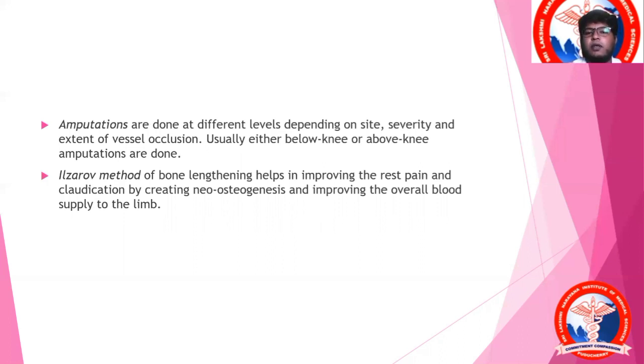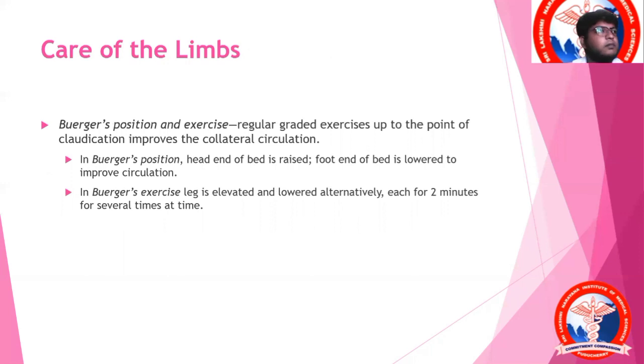Ilizarov's method of bone lengthening helps in improving the rest pain and claudication by creating neo-osteogenesis and improving the overall blood supply to the limb. Care of the limb: posture and exercise. Regular graded exercises up to the point of claudication improve the collateral circulation. Buerger's position: head end of the bed is raised, foot end of bed is lowered to improve circulation. Buerger's exercise: leg is elevated and lowered alternately, each for 2 minutes, several times at a time.